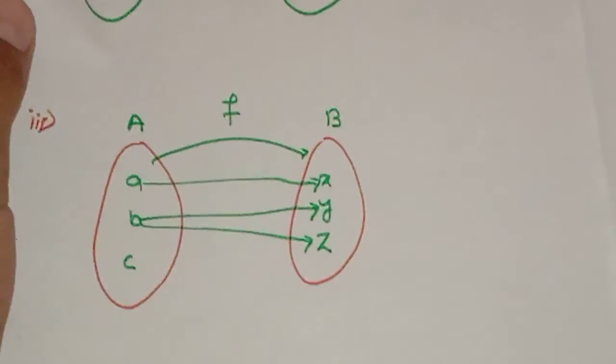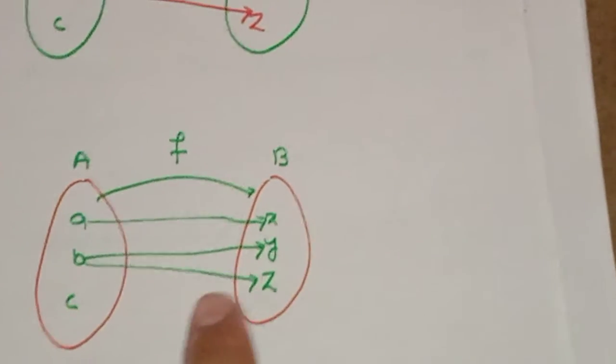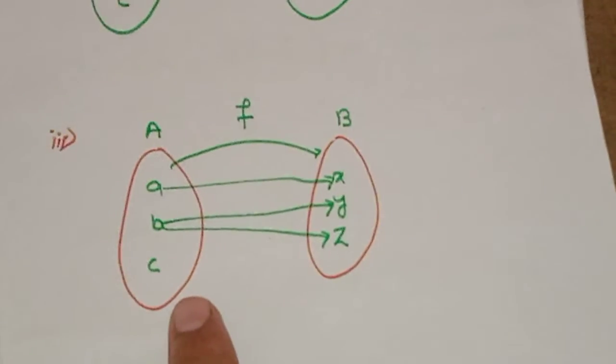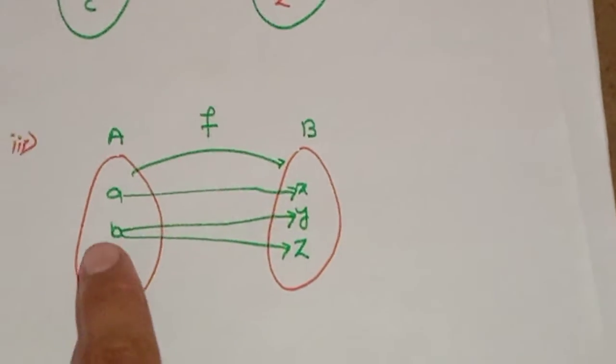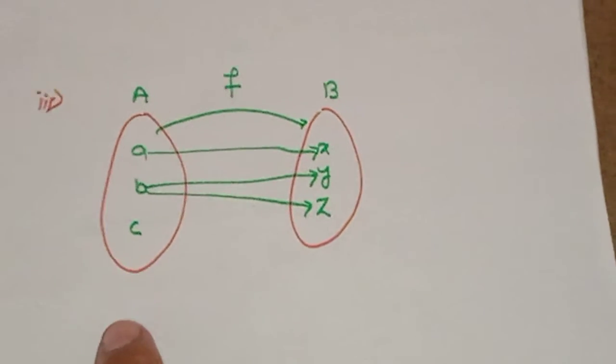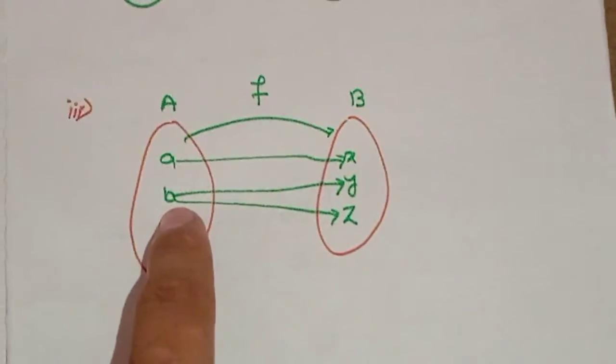Number three, a is the pre-image of x, b is the pre-image of y, and b is the pre-image of z. There are two conditions, which both fail. Number one, the domain of the function is not A, so this is not a function. The second one is repetition of domain elements.